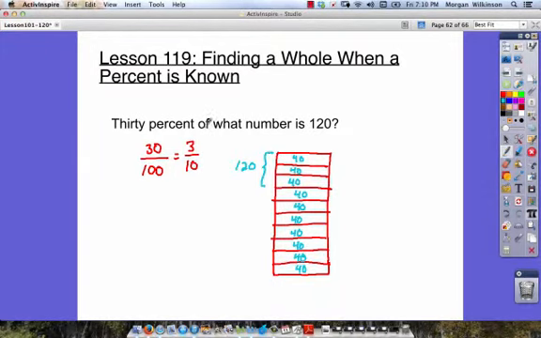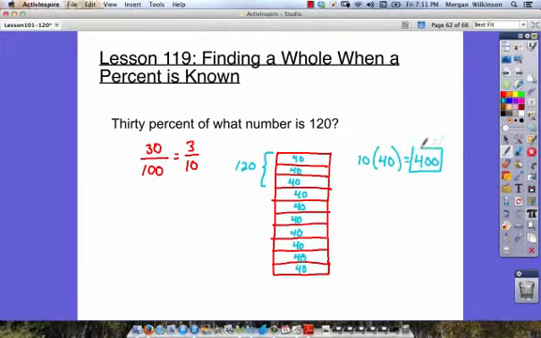So if we want to figure out 30% of what number is 120, we need to figure out what our whole is, because that's the number we're looking for. Since we have 10 spots in our diagram box with 40 in each, 10 times 40, 1 times 4 is 4, and then we've got a 0 and a 0, so we get 400. 30% of 400 is 120.